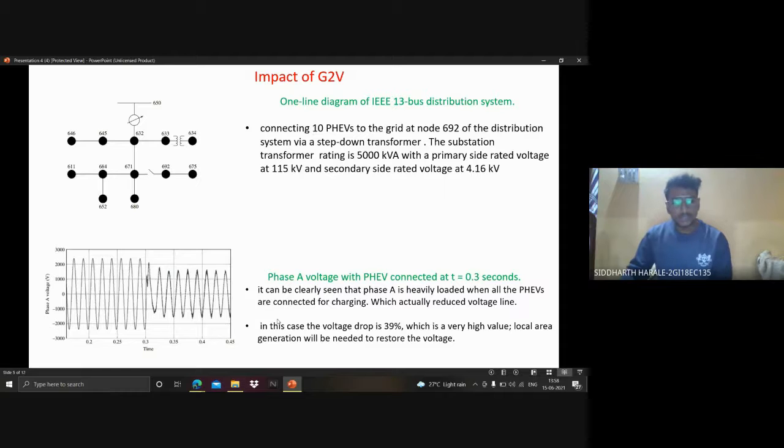Here the voltage drop is found to be 39%, which is not within permissible limits. When the voltage drops below the permissible value, it is a very high value, and local area generation will be needed to restore the voltages.